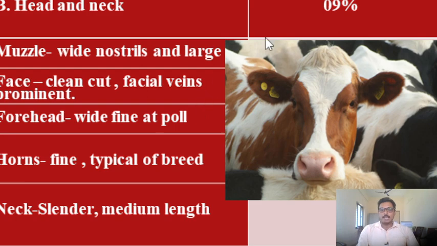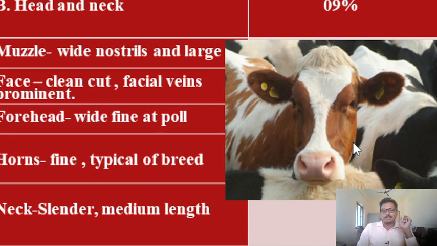If you see the head of that animal, there should be some veins. The prominent facial veins should be of good appearance. Then we can decide that it is a healthy animal. And the forehead should be wide. And the horns should be fine and typical. According to the breed it will vary with its size, of course, but it should be fine. Fine horns are a good character also.